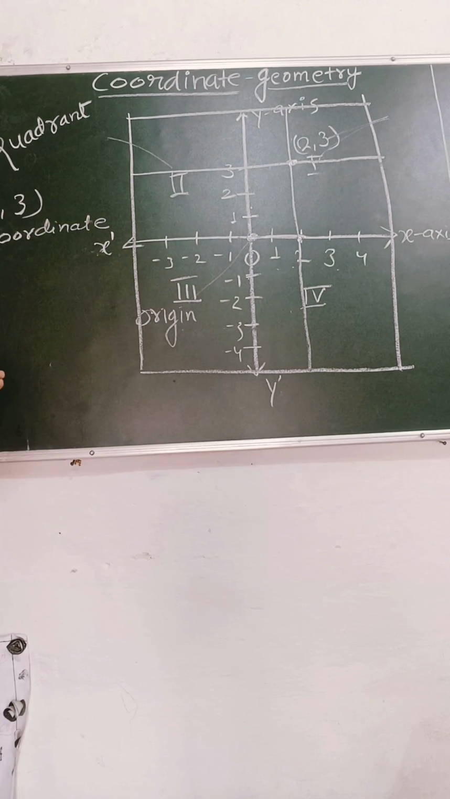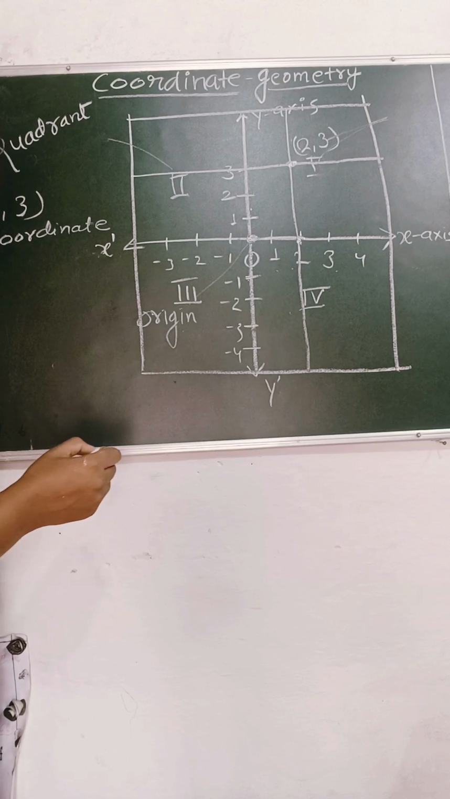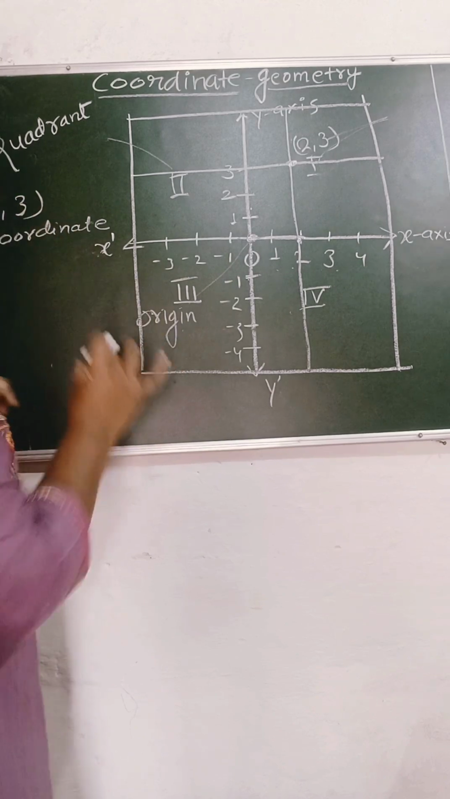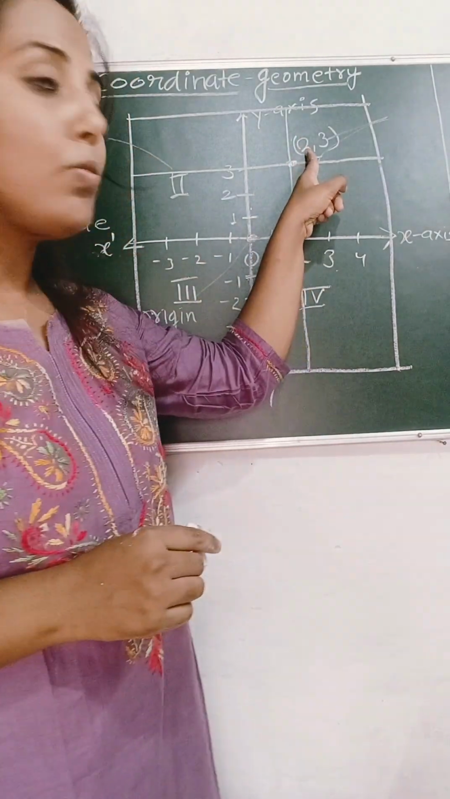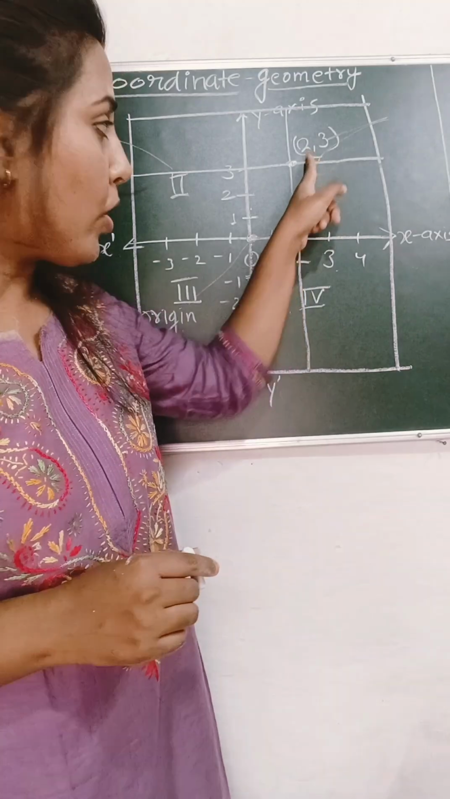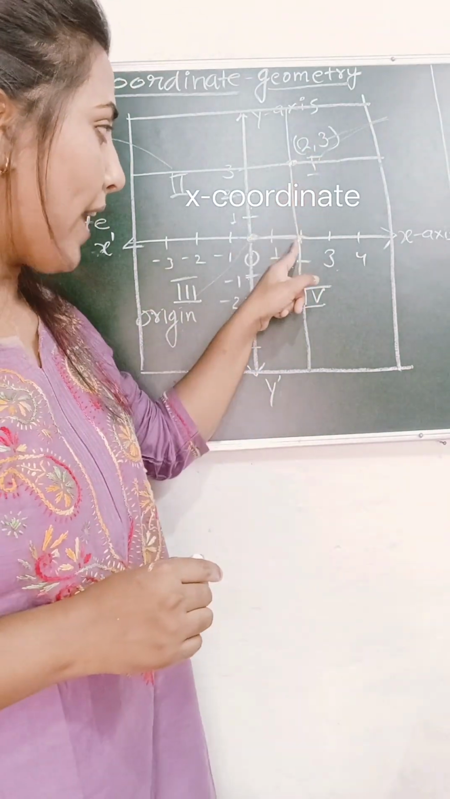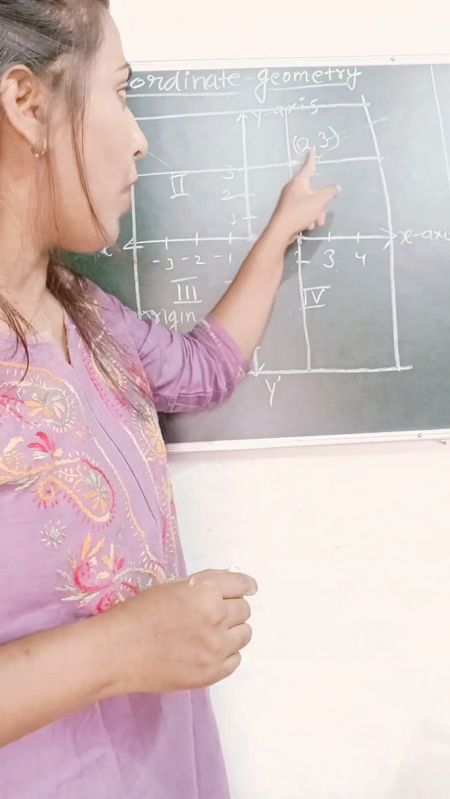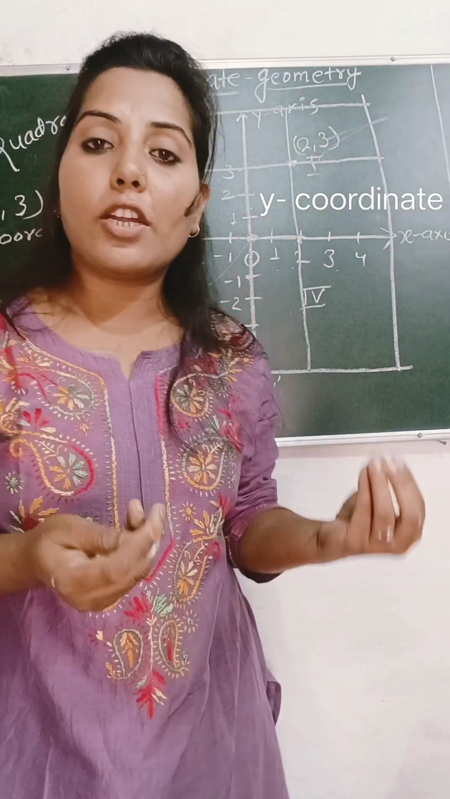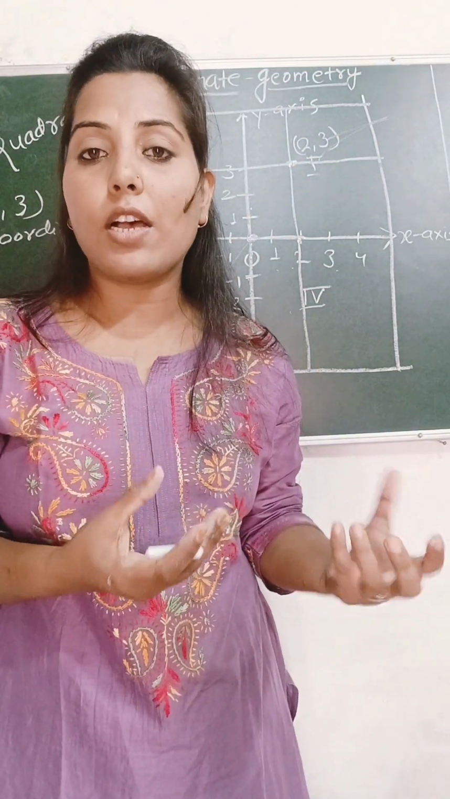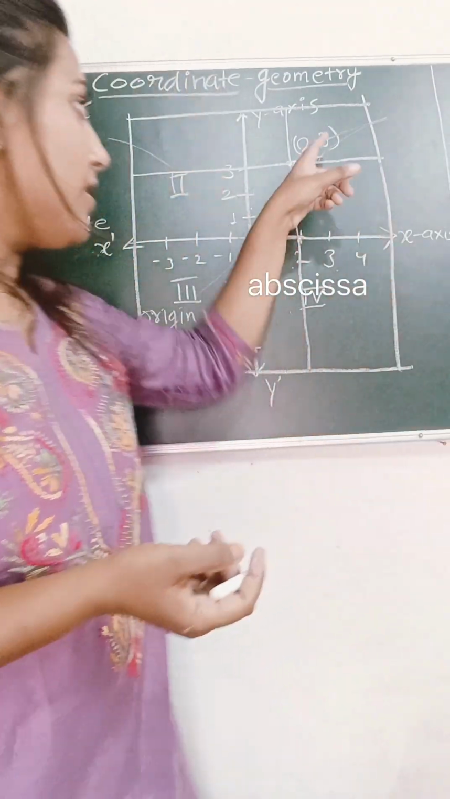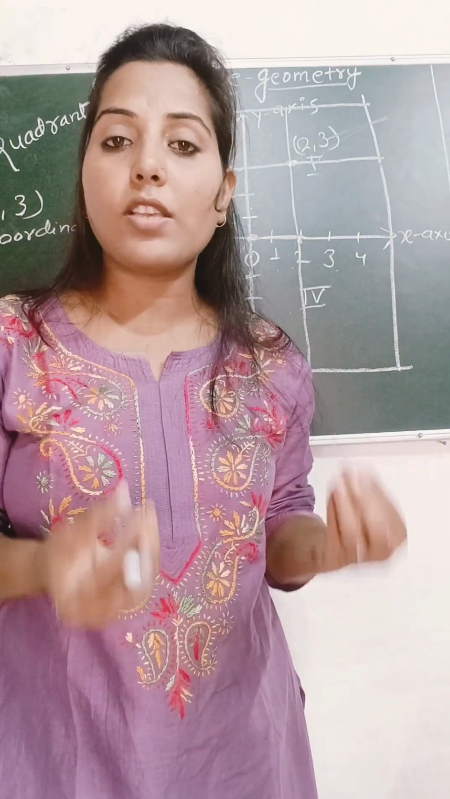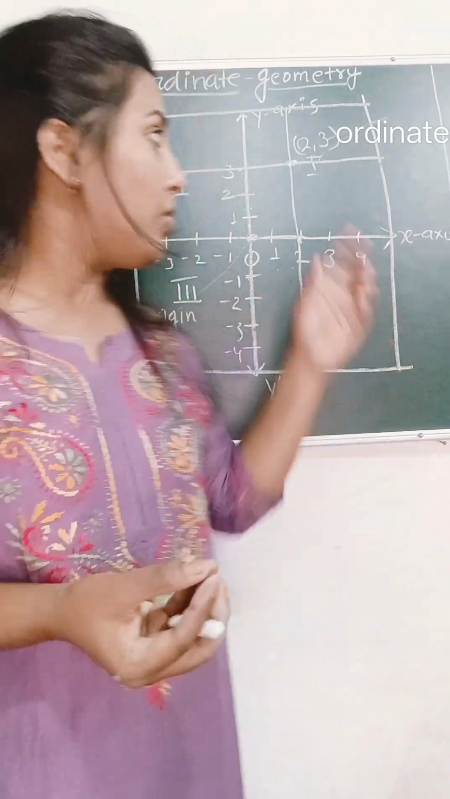Now let's talk about this point (2, 3). This 2 is the x coordinate, because it is on the x-axis, and 3 is the y coordinate. This 2 is also known as the abscissa, and this 3 is also known as the ordinate.